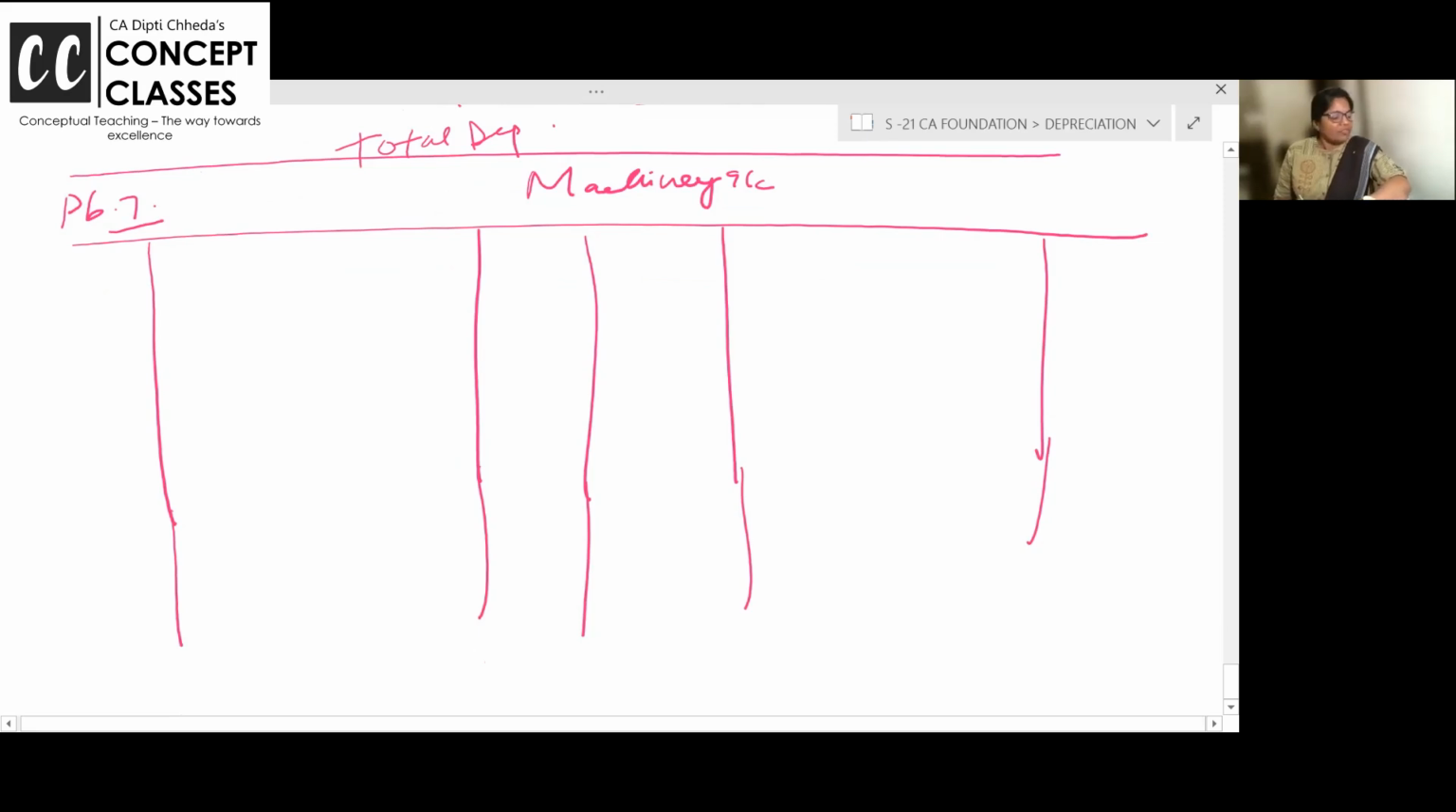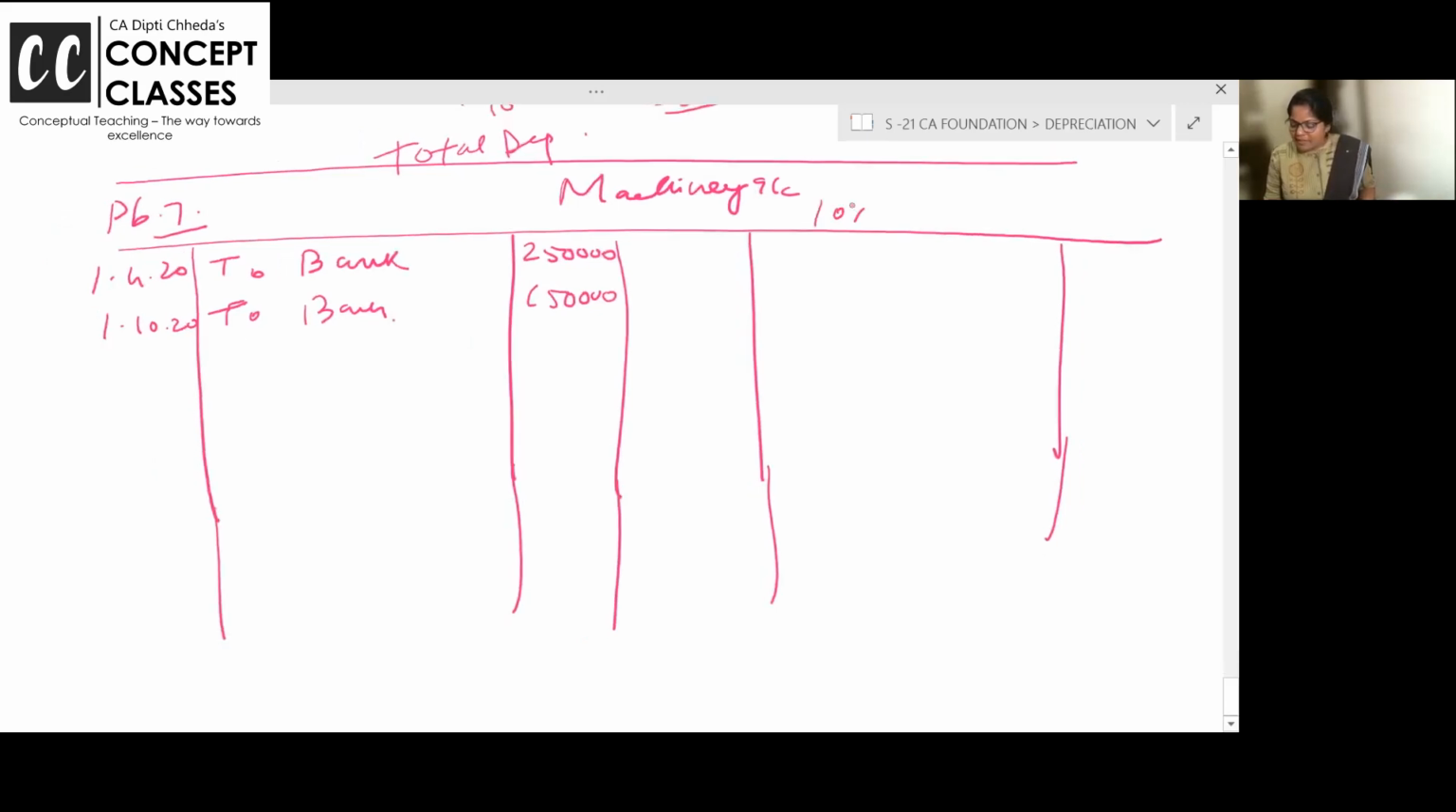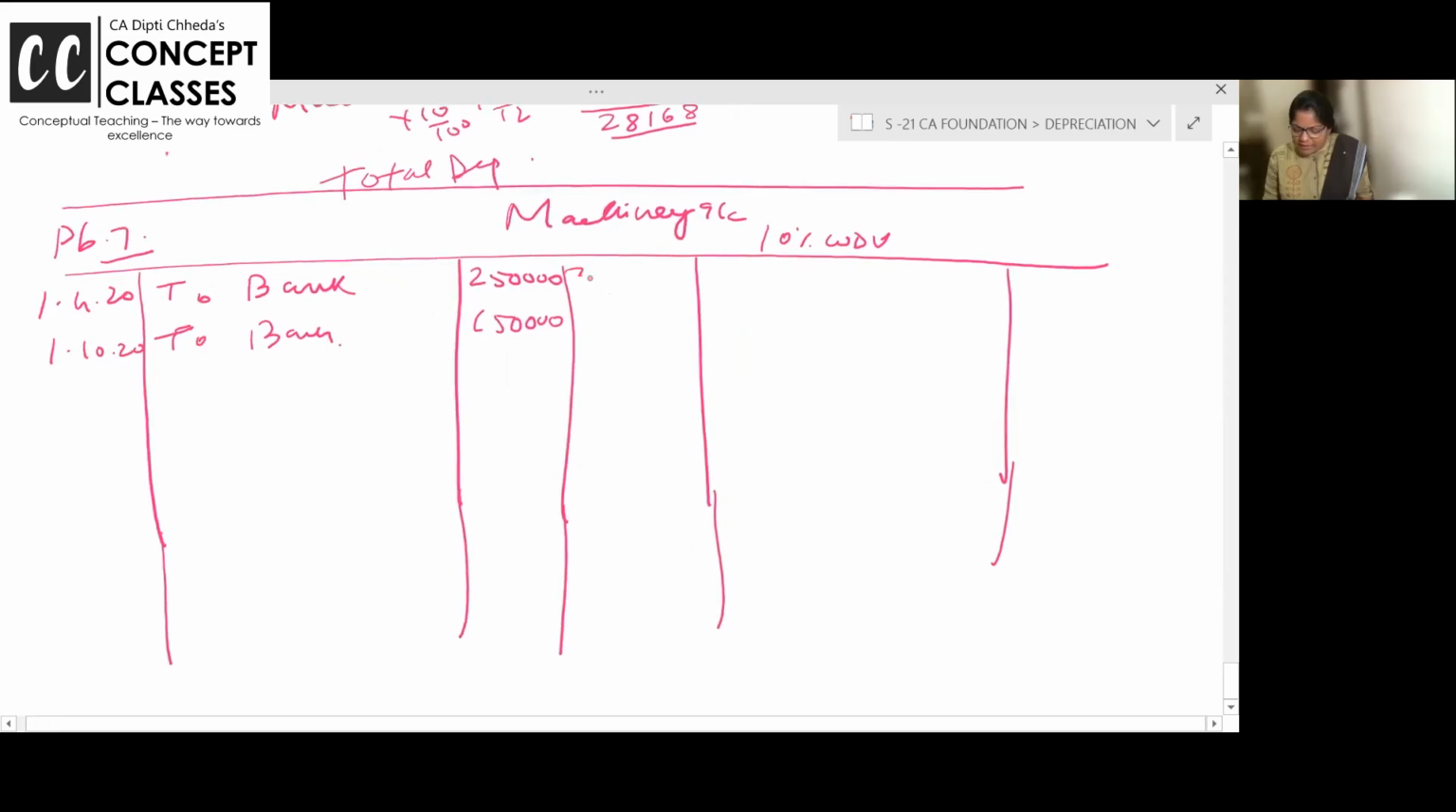Chalo. So on 1st of April, a machine was purchased for 2,50,000. On 1st of October, another machine was purchased for 1,50,000. Dates are important. Scrap value is not needed at all. You have to provide 10% depreciation, WDV. If you write it on top, you don't have to search for the rate again and again.